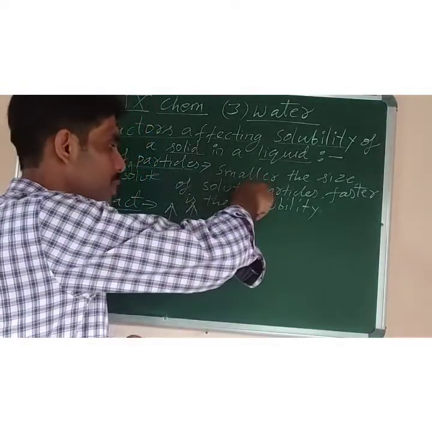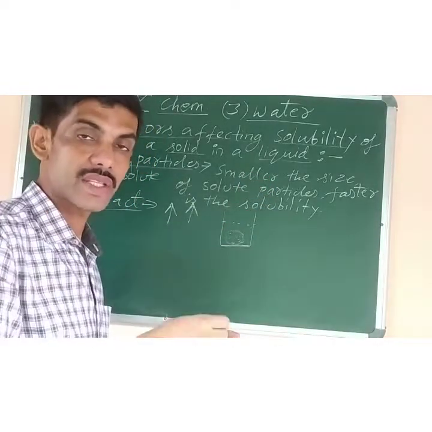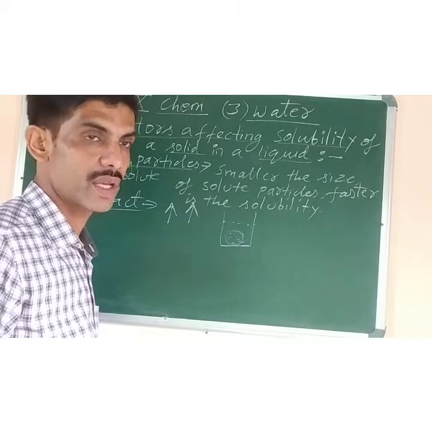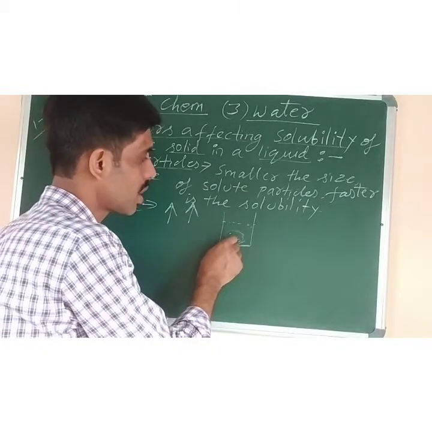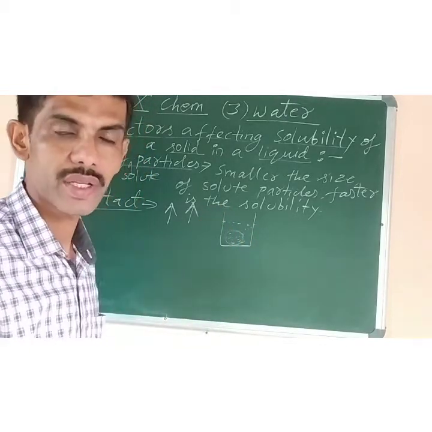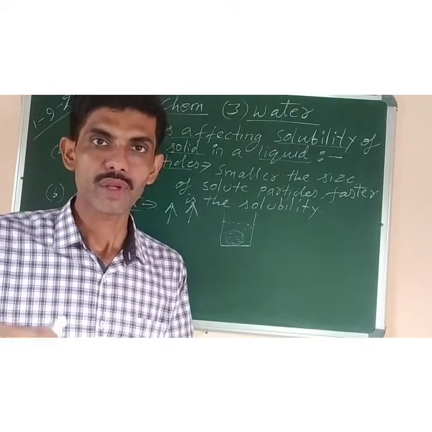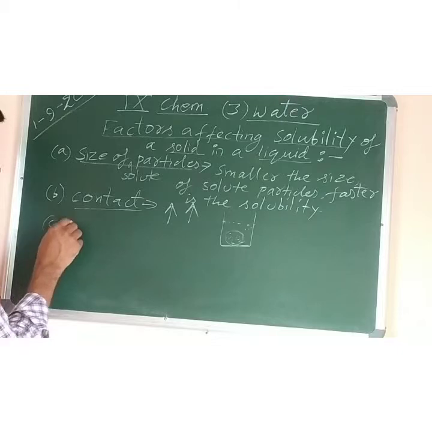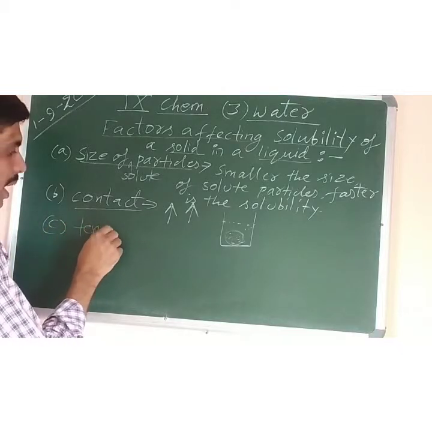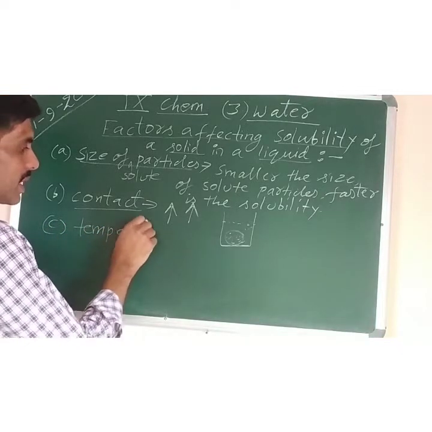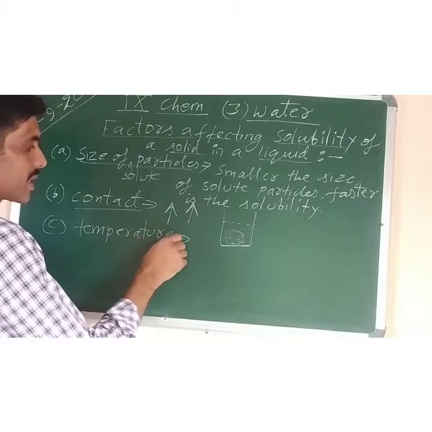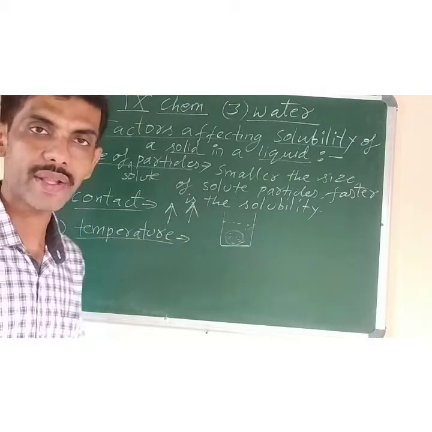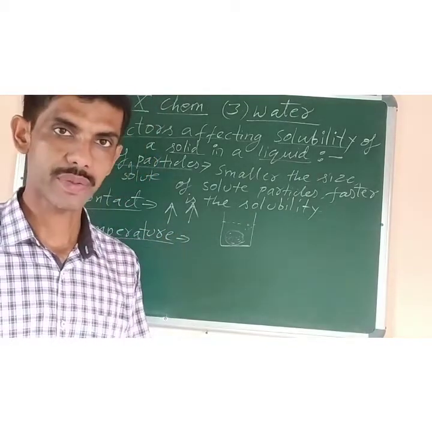But once you take a spoon and stir it, stirring of the solvent will increase the contact of solid with the solvent, and that will increase the rate of solubility. Then third point we have to read, that is temperature. What happens when temperature is increased or decreased? Or how does temperature affect the solubility of a substance?